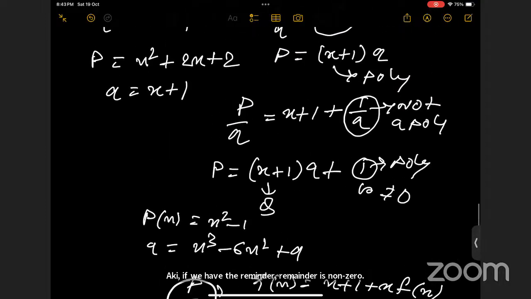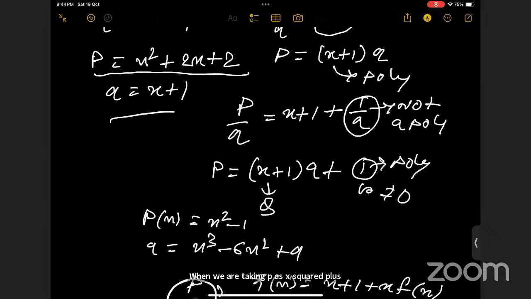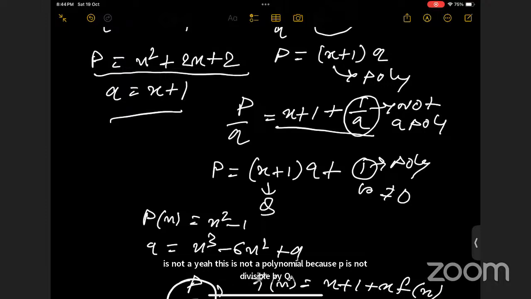You can see in this example, when we are taking p as x square plus 2x plus 2 and q as x plus 1, then if we simply do p by q, we get x plus 1 plus 1 by q. So this is not a polynomial, because p is not divisible by q. But if p were divisible by q, then it will be a polynomial, okay? Okay, ma'am. Thank you.